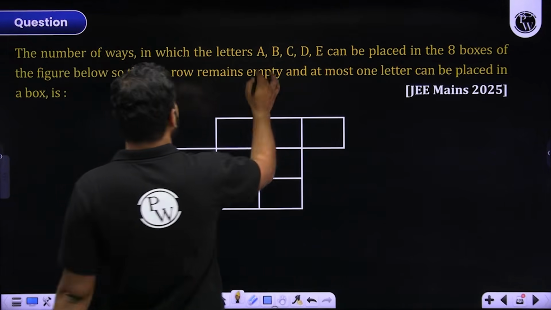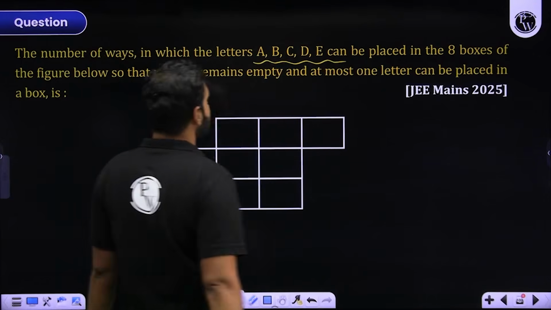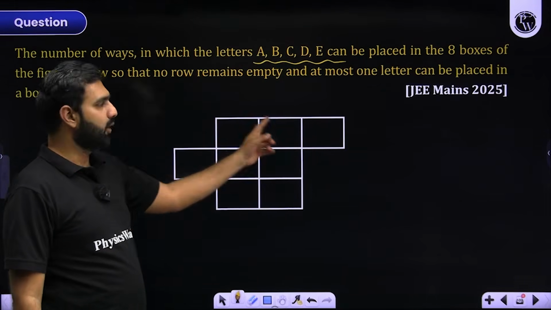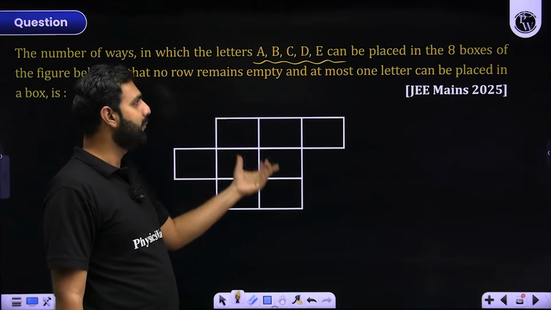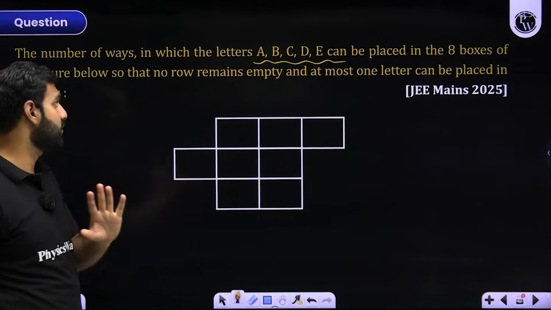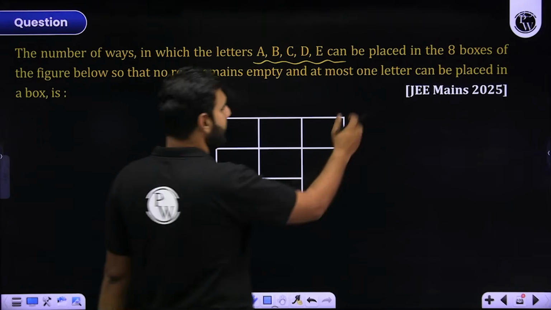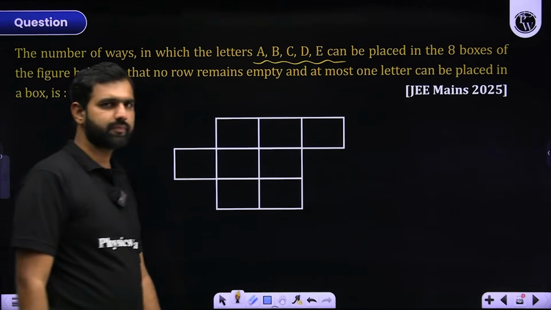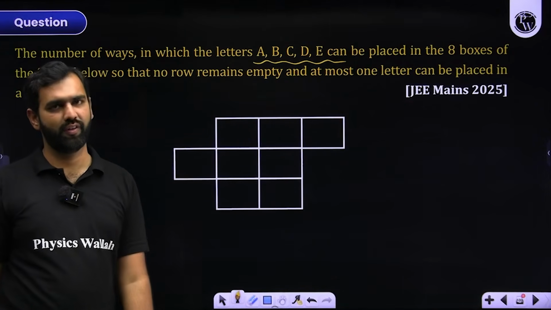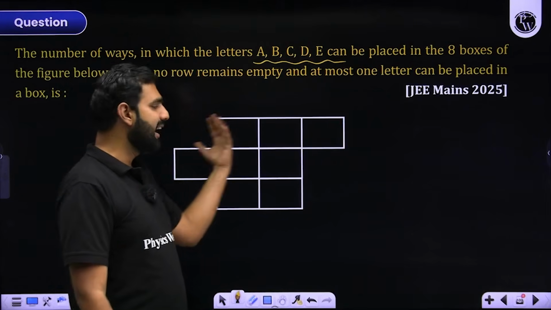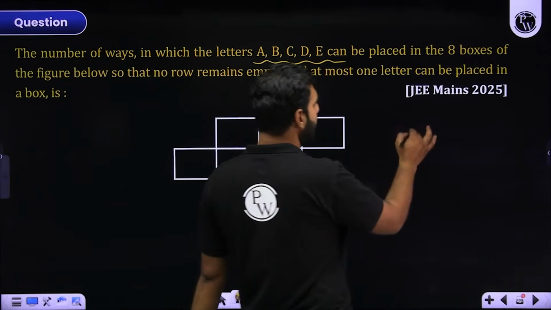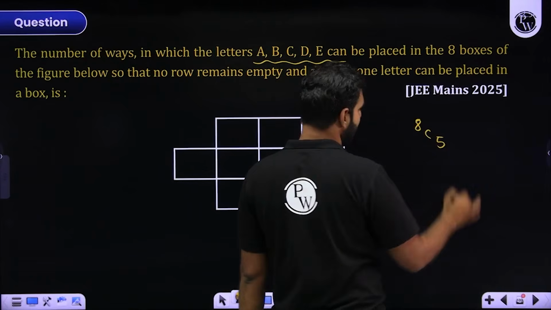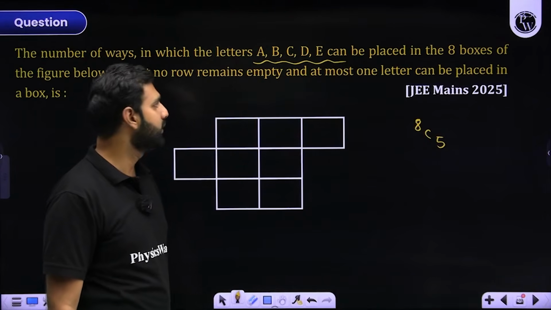It says, the number of ways in which A, B, C, D can be placed in 8 boxes of the figure below so that no 2 rows remain empty, and at most one letter can be placed in a box. Tell me the total number of ways in which this can be done. So we have 8 boxes, out of which 5 are to be filled. So out of 8 boxes, 5 can be filled in 8C5 ways. This is the total number of ways. Did you get that part?